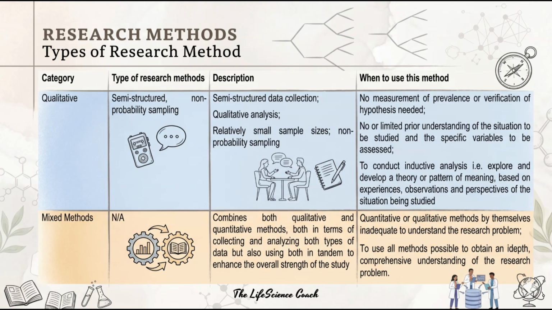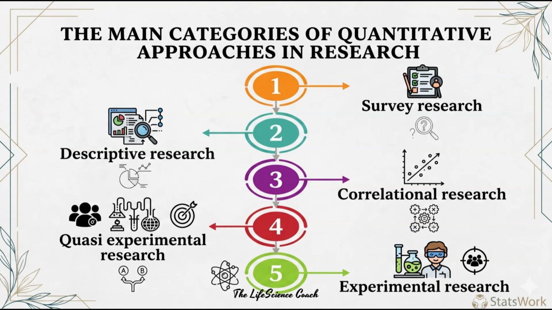Quantitative research includes several important approaches that help researchers collect numerical data, analyze relationships, and test scientific ideas. One of the most common approaches is survey research. In this method, researchers collect information from a large group of people using questionnaires, forms, or structured interviews. Survey research is mainly used to understand opinions, behaviors, trends, or characteristics of a population.